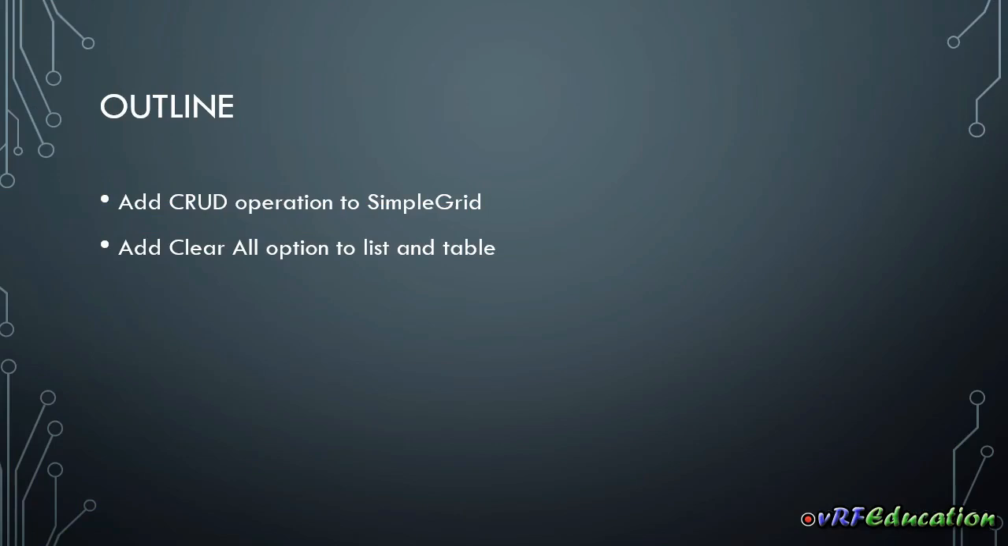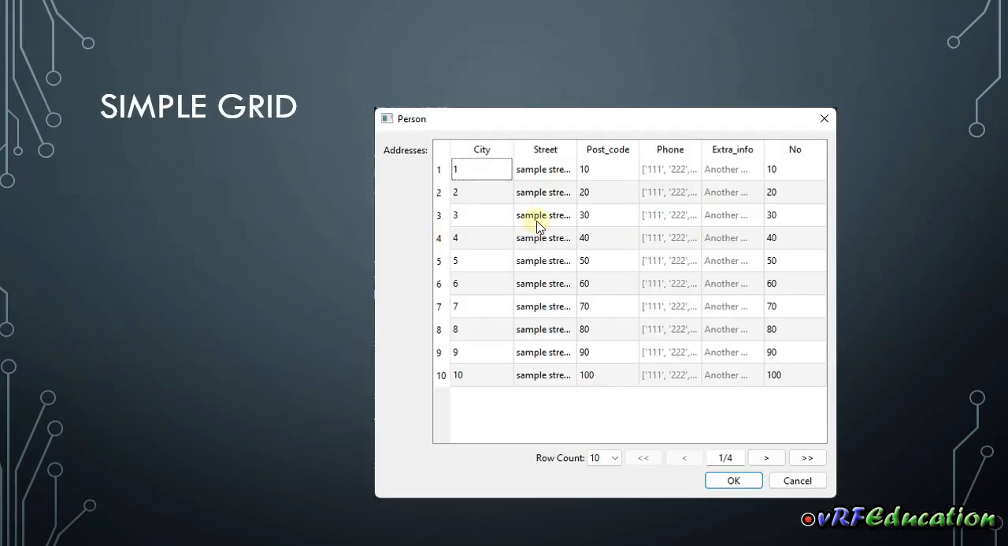It is the fourth session of creating GUI for Python application automatically with just one line of code. Today, we're going to continue our discussion on SimpleGrid, a new widget that I added to this library recently. And the main functionality of this widget is to show the list of objects inside our classes in a QTable widget with pagination capability.